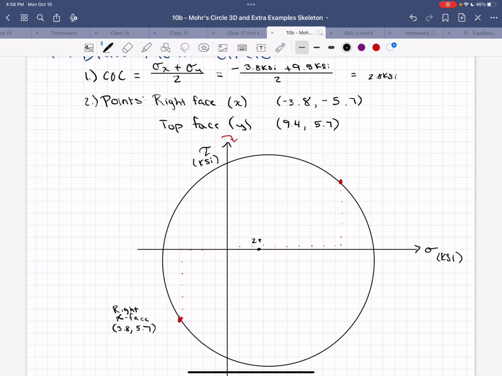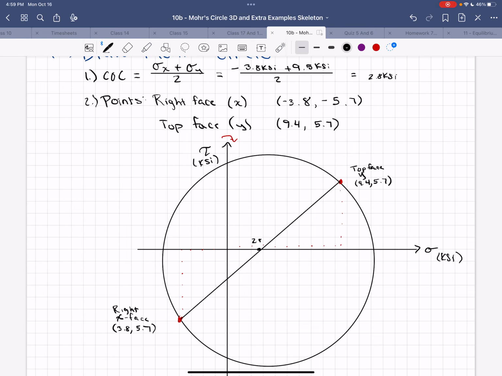And this is the top face, or the y direction, and it is 9.4 and 5.7. And we can connect those with this line. They have to be 180 degrees apart, and they basically go through the center. Okay, so we have a Mohr circle. Part A is done.